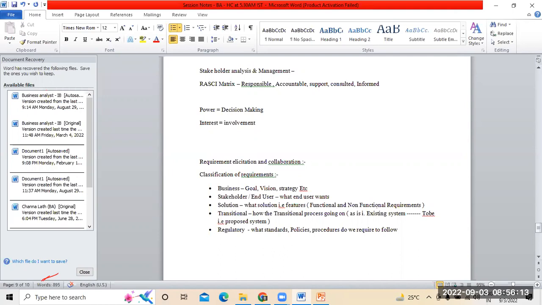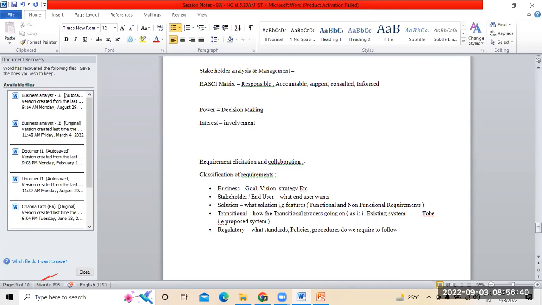In this transitional requirements process, I mean the existing system and the proposed system. The existing system is nothing but the one which the customer has at this point in time. The proposed system is what you are going to develop, right? So the state of transition between that and this, how that transition is going on, should be understood here.